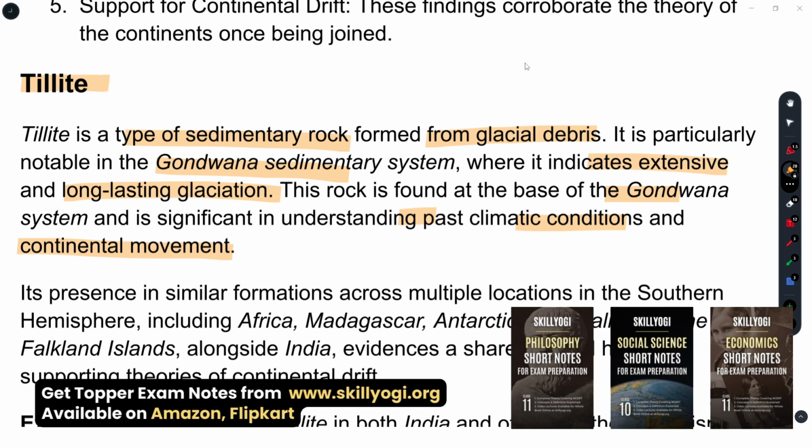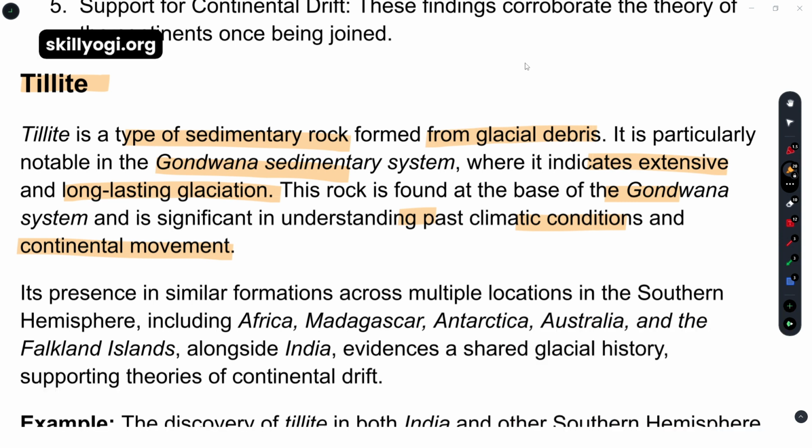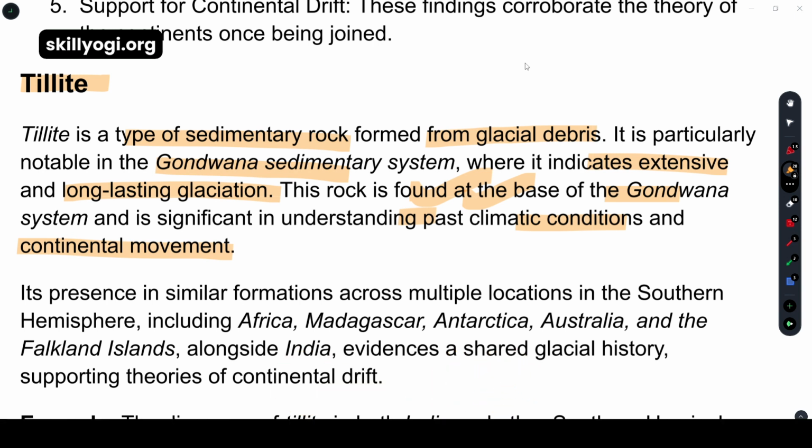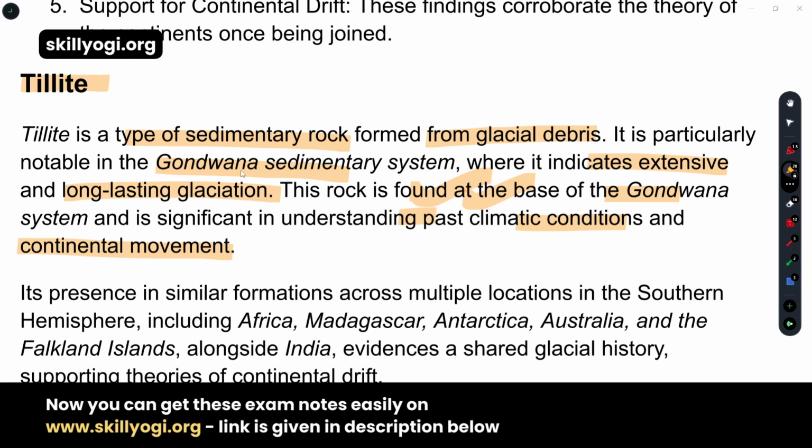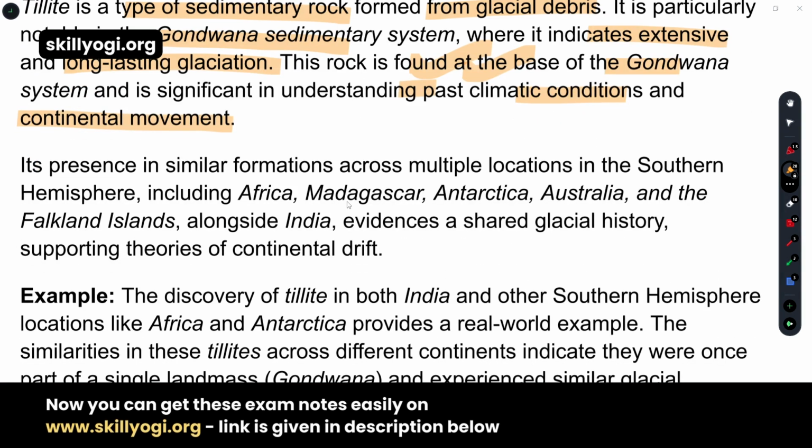So two things we can understand from the Tillite, the sedimentary rock formation. The first one is the rock is found at the base of the Gondwana system, and it's significant in understanding the past climatic condition. How was the climate in our past? That we can understand from this Tillite. Its presence in similar formations across multiple locations in the southern hemisphere. That means the Gondwana land in the southern hemisphere.